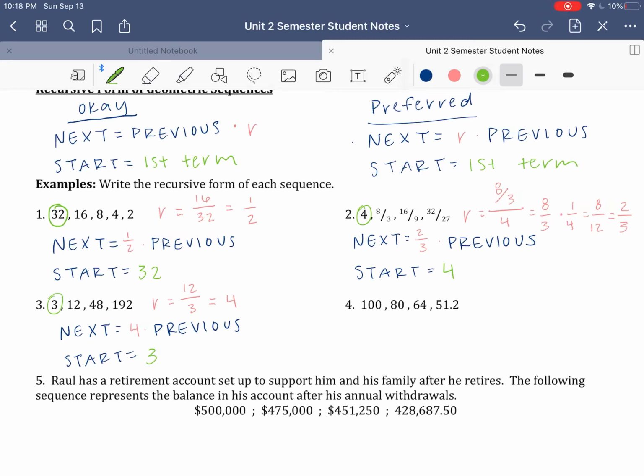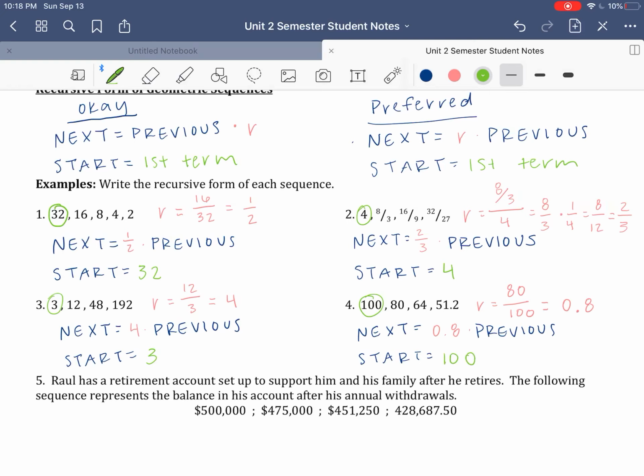And then last one of these, again, start with your ratio. So 80 divided by 100. And this one actually does work out nicely if you want to use a decimal, so we can do one example with a decimal. That decimal would be 0.8. So we also pick out our start number, which is 100 here. Next equals 0.8 times the previous, and we started at 100.